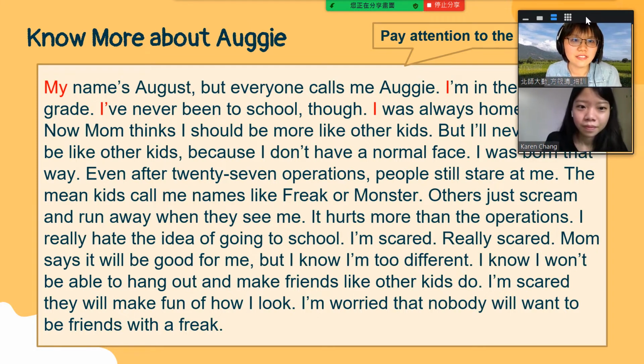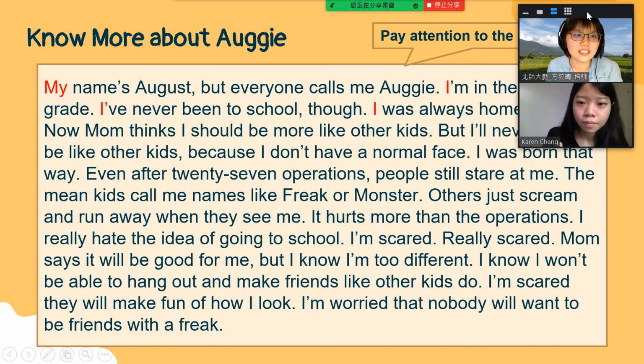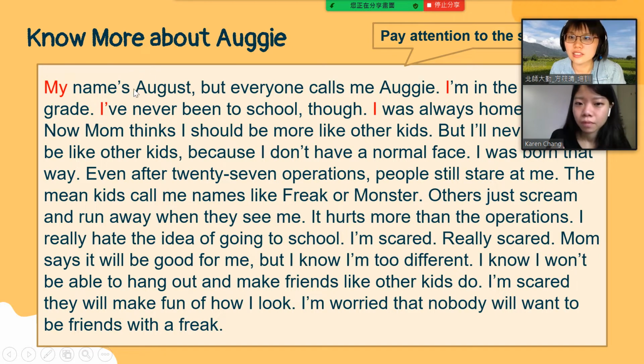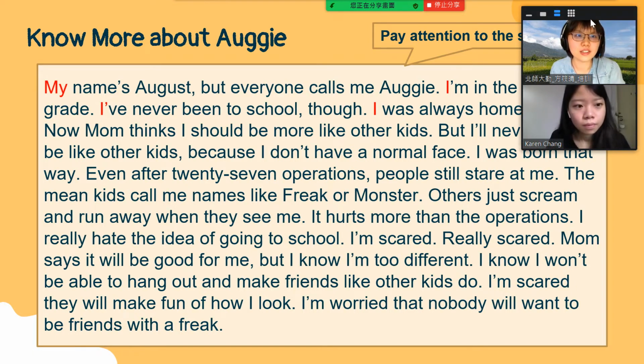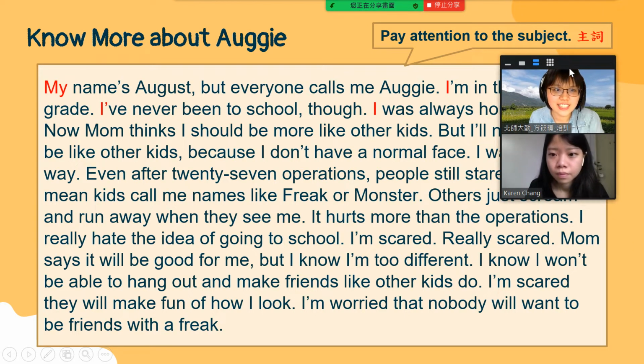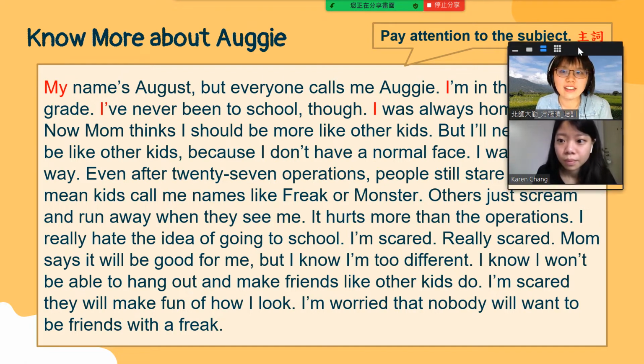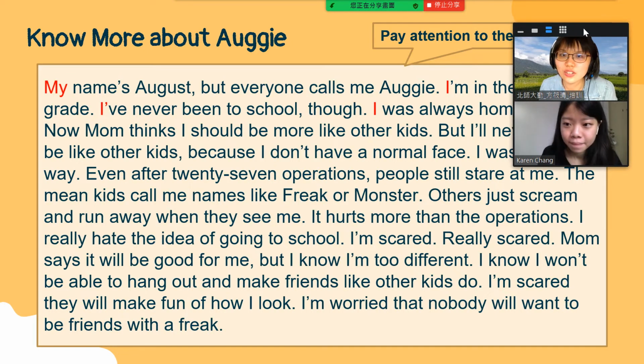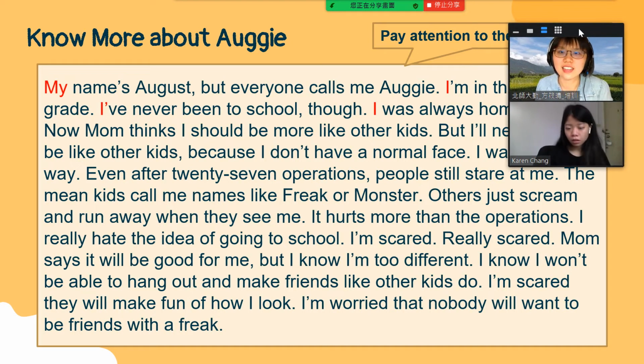Now, after you read about Augie's story, we would like to move on to this paragraph. This is the introduction of Augie himself. We can know more about Augie in this paragraph. Before you read, you need to pay attention to the subject. Subject means the first word in the sentence. I will lead everyone in reading, and you can look together. I'll read first.